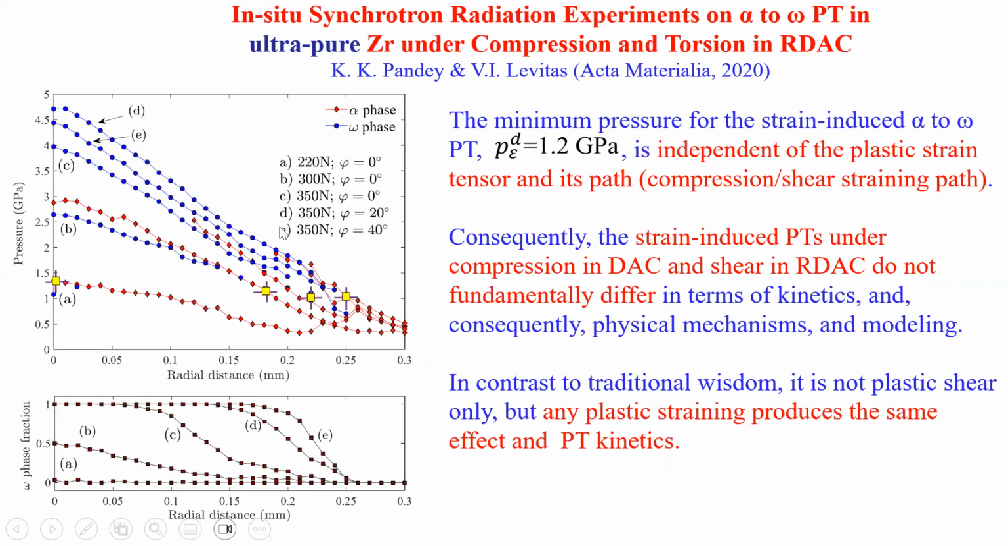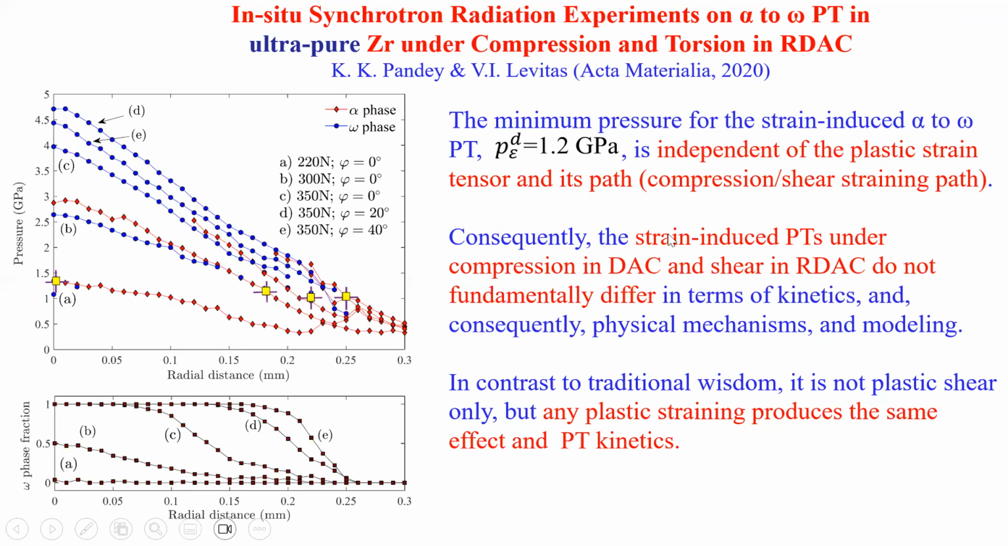Here is the evolution of pressure distribution and volume fraction distribution along the sample. Everything is determined by in situ XRD. And you see the pressure for initiation of phase transformation is practically independent of radius. But at each point here, we have different plastic strain tensor components and plastic strain paths. In particular, at the center, we don't have shears at all. And with increasing radius, shears increase. And then independence of radius means that minimum pressure for plastic strain-induced phase transformation is independent of plastic strain tensor components and entire plastic straining path. That is what I announced before.